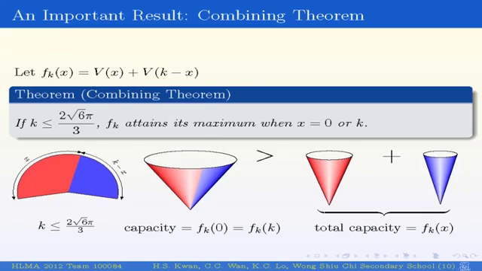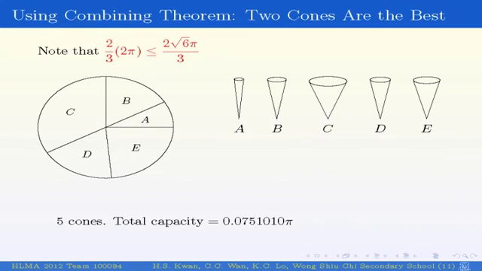Suppose we now have a k which is smaller or equal to 2√6π/3. This sector can be folded into a large cone or two smaller cones. The combining theorem states that the larger cone always has a greater total capacity than the two smaller cones.